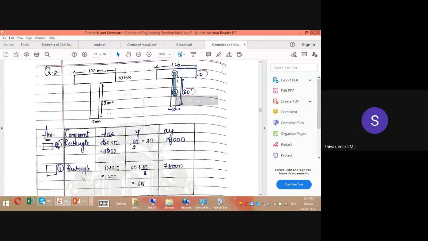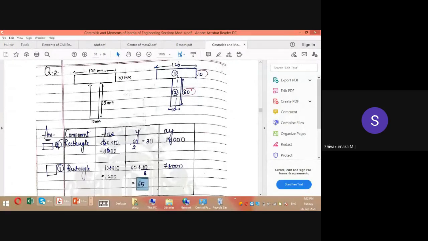Now you come to the individual centroidal distance from the base. When it comes to this rectangle, with reference to this base, it is half of 60, that is 30. The centroid of this individual rectangle with reference to this base is 30 mm. That is what is written over here. The centroid of rectangle 1 is somewhere over here. The distance of this from the base is 60 plus 10 by 2, 10 by 2 is 5, totally 65. It is written over here. So this is y1, this is y2, this is a1, this is a2.